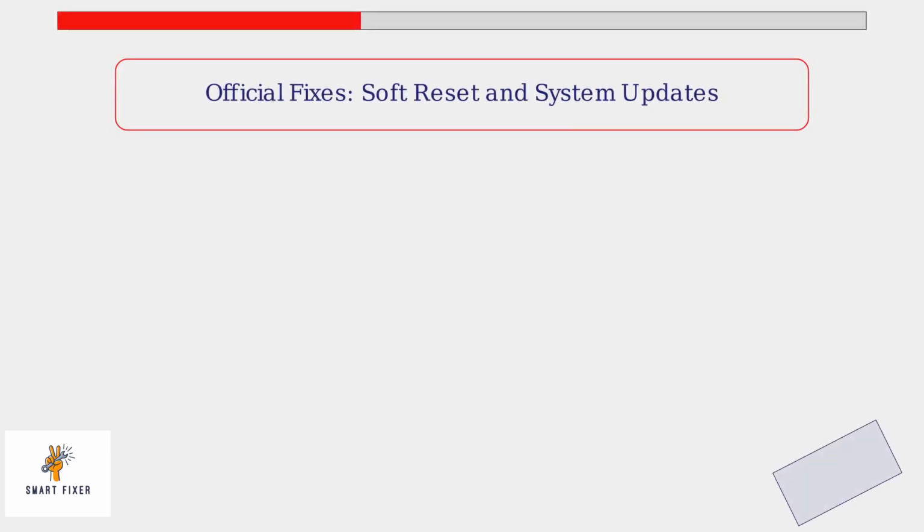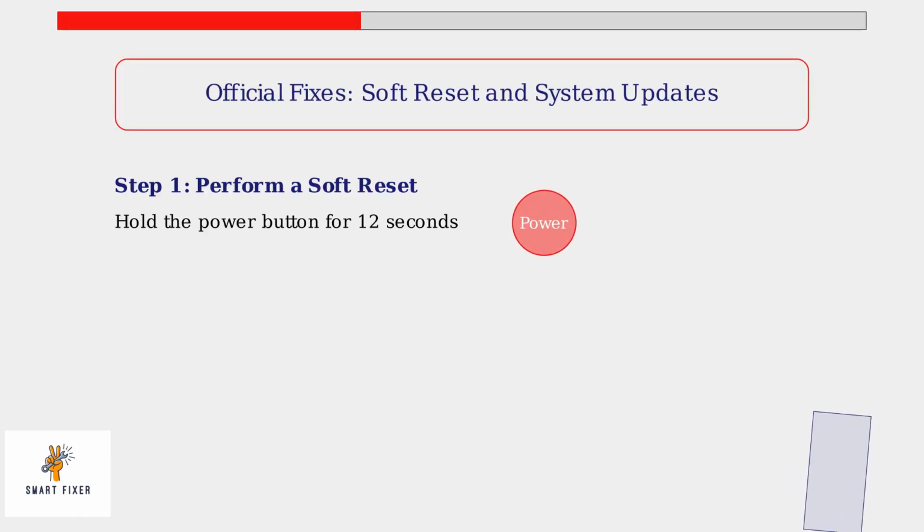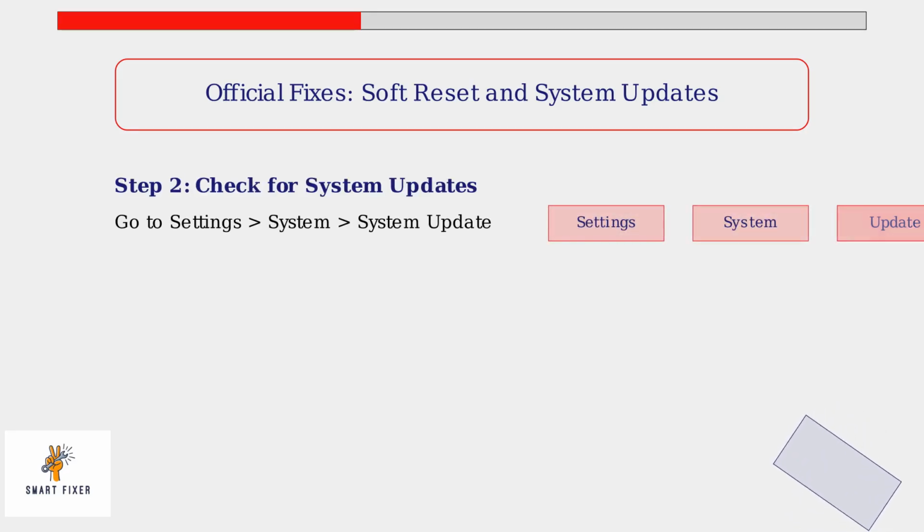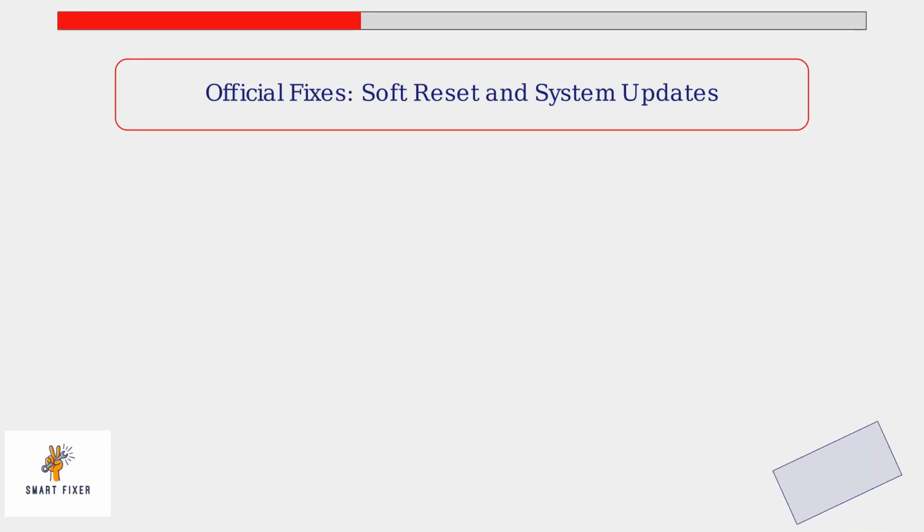The first step in addressing error 2002-4153 is to perform a soft reset. This is done by holding the power button for 12 seconds. If the problem persists, ensure your system firmware is up to date. Navigate to Settings, then System Update to check for and install any available updates. Nintendo has acknowledged this error and releases patches periodically to improve system stability.